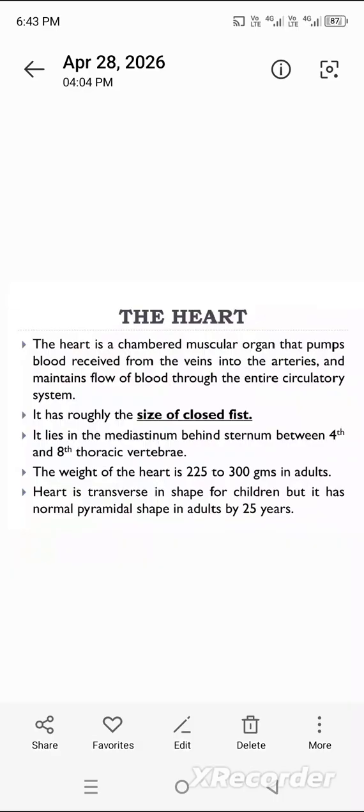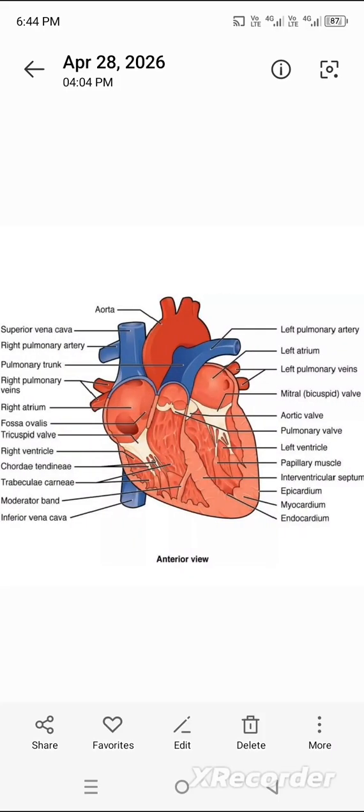The size is similar to a closed fist, and it lies in the mediastinum behind the sternum between the fourth and the eighth thoracic vertebra. The weight of the heart is 225 to 300 grams in adults, and it mostly has a normal pyramidal shape in adults near the age of 25 years. And this is the size of the heart with major blood vessels, and we can see the anterior view of the heart.